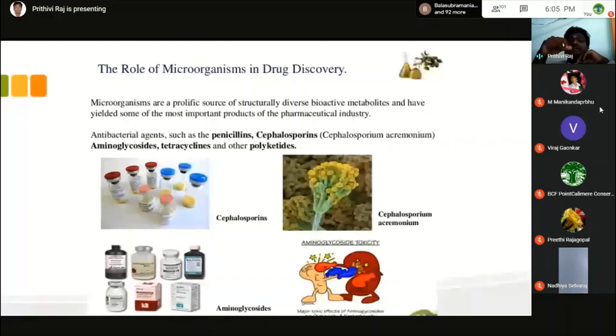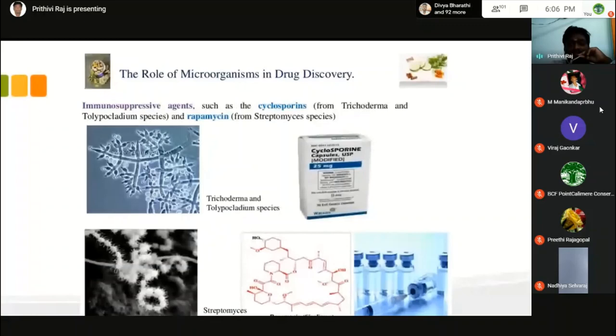So I am saying that microorganisms are one part of our drugs, and they are also good components for curing diseases. You all know that penicillin, cephalosporins and aminoglycosides are important compounds we use as painkillers and also as antibiotics. So this is one of the important sources. And what is another source? Cyclosporin, no? This is obtained from Trichoderma. This is from marine organisms among the microorganisms, and rapamycin, Streptomyces species.